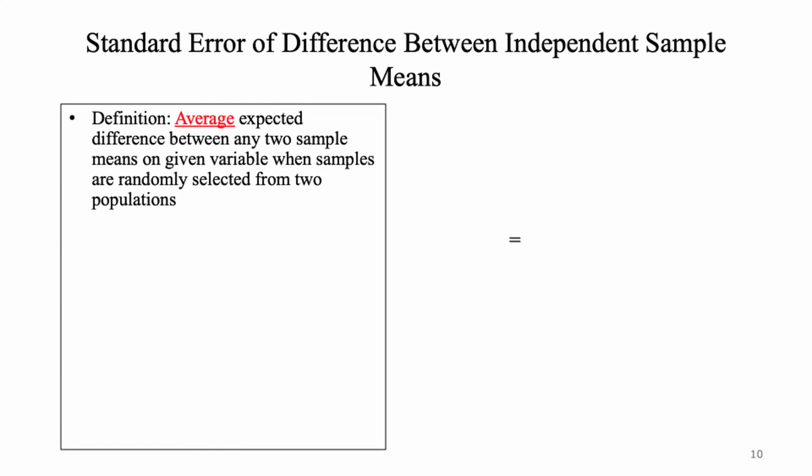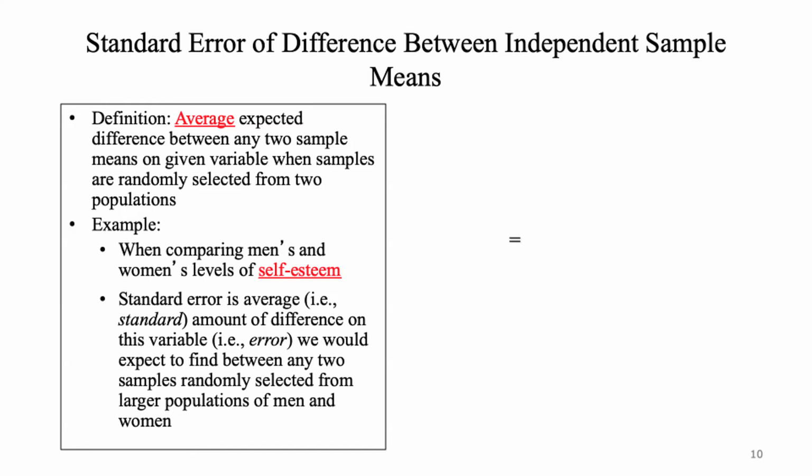Here's an example. When comparing men and women's levels of self-esteem, the standard error is the average amount of the difference on this variable that we would expect to find between any two randomly selected samples from larger populations. So if we're using truly random sampling, any sample from females and any sample from males would be sufficient.